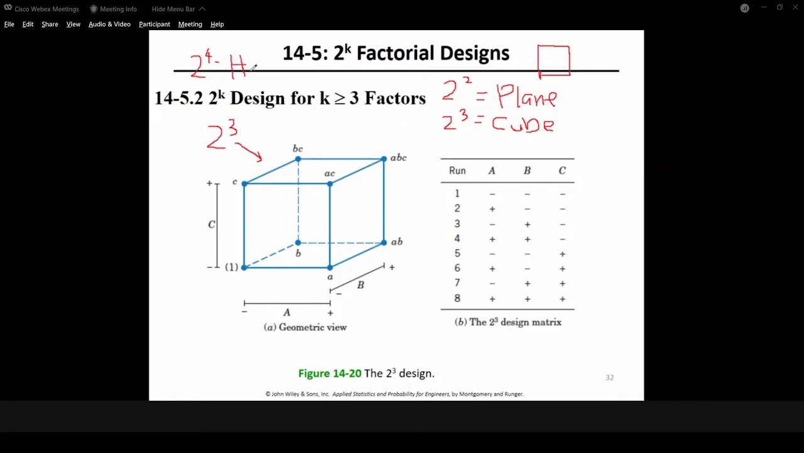Human beings cannot visualize 2^4. Mathematically we can, but human beings can only see 3 dimensions. Humans can see a point, one dot. Humans can see a plane. Humans can see a cube. Look at your own room, it's a cube. But 2^4, humans cannot see.